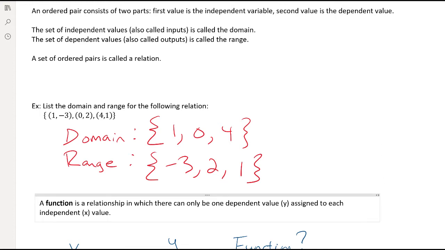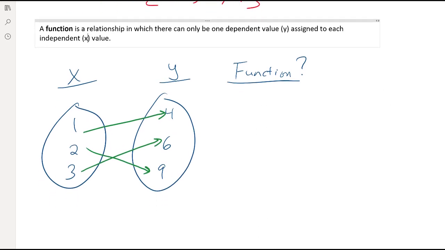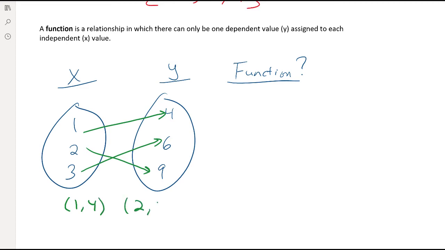So for example here, consider this following relationship. What I have here is already drawn out for us: the set of x's, which we call the domain, is 1, 2, and 3. The set of y's, the range, is 4, 6, and 9. If we were to write out the ordered pairs exhibited by this relationship, the ordered pairs would be (1, 4), (2, 9), and (3, 6). Those are the ordered pairs illustrated by that diagram there.